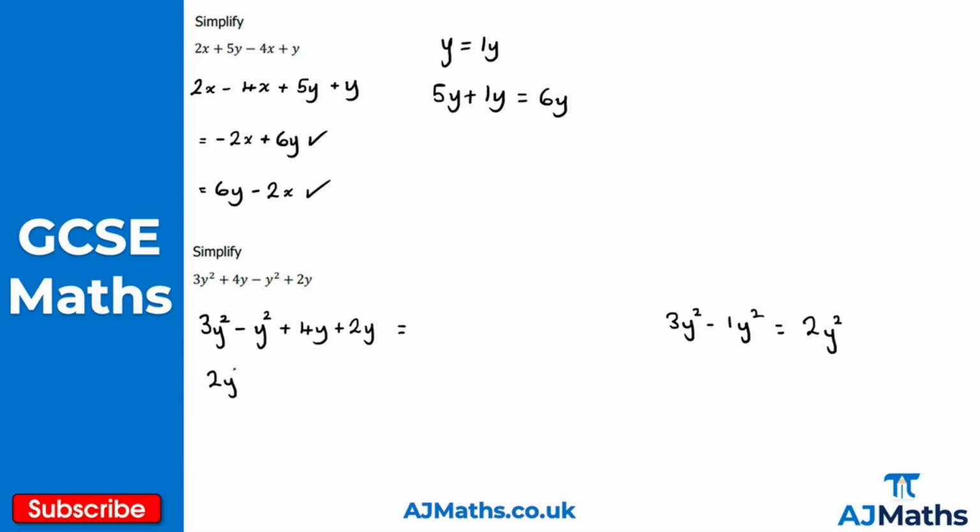So that's 2y squared. And then what I've got here is 4y plus 2y. So again, just consider the coefficient, the number in front. So 4 plus 2, that will give us 6. So we get 2y squared plus 6y there. Okay, so we'll put our solution down here. Okay, so that's our solution to that example there.